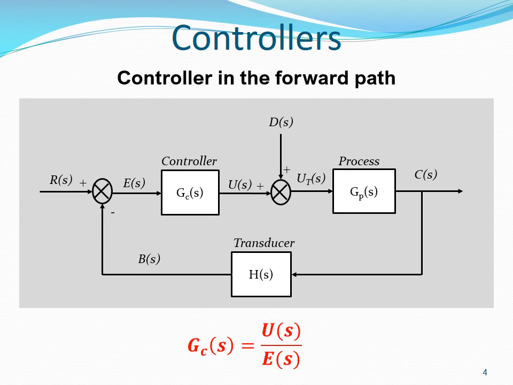In this diagram, we are shown a controller in the forward path. The controller acts on the error signal E(s) to generate the control action U(s). The control action is then applied into the process so as to change the output C(s) towards the reference level. We also note that there is a disturbance D(s) which adds to the output of the controller before being applied into the process. The TF of the controller is given by U(s) over E(s).